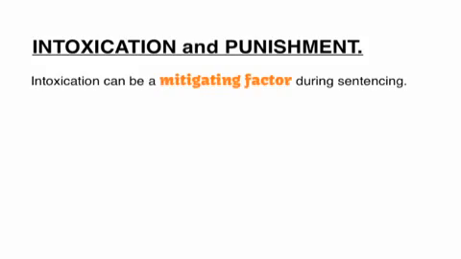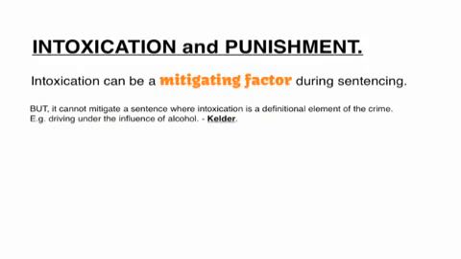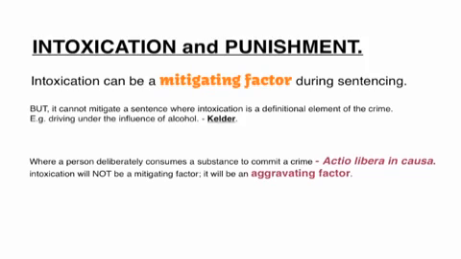Intoxication and punishment. Intoxication can be a mitigating factor during sentencing, but it cannot mitigate a sentence where intoxication is a definitional element of the crime. For example, the crime of driving under the influence of alcohol. This was confirmed in the case of Calder. Where a person deliberately consumes a substance to commit a crime, in other words, actio libera in causa, the intoxication will not be a mitigating factor. In fact, it will be an aggravating factor.